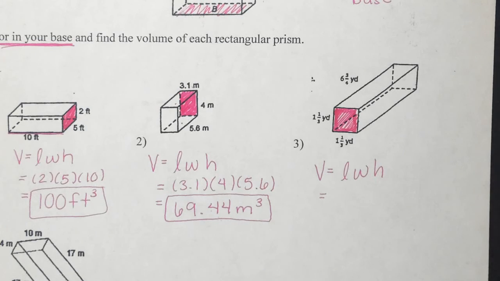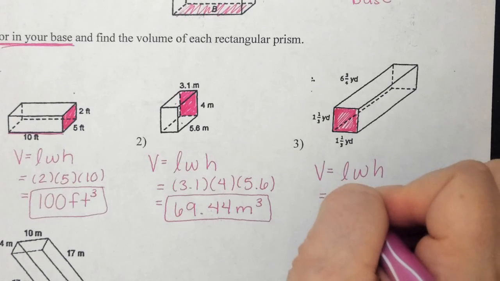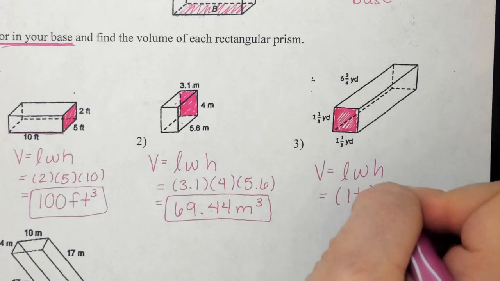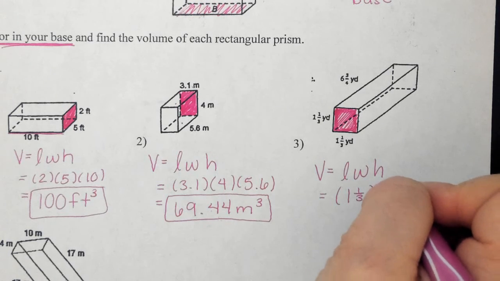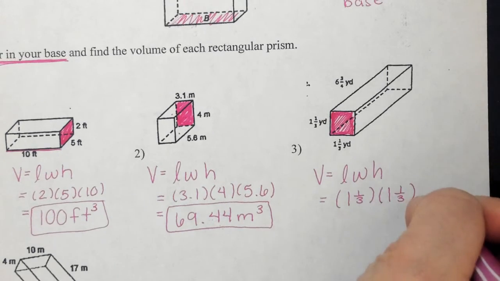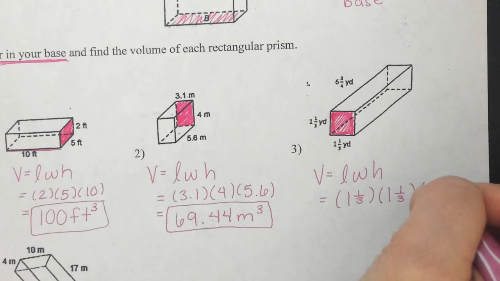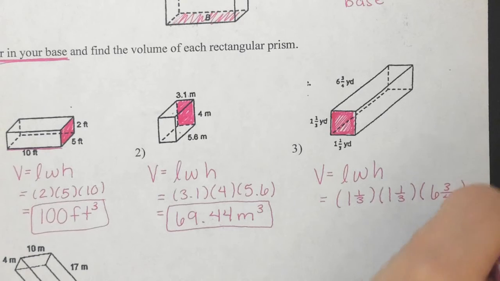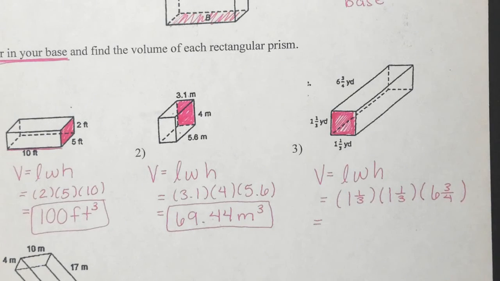What do my length and width have to be for this one, Jennifer? 1 and 1/3 times 1 and 1/3, they're both 1 and 1/3 there. And so then my height is going to be 6 and 3/4, okay? Please make sure you type that carefully in your calculator using that ABC fraction button. This is a great chance to practice that. See if we all get the same answer. Once you get your answer, raise your hand and tell me what it is. Kaya?